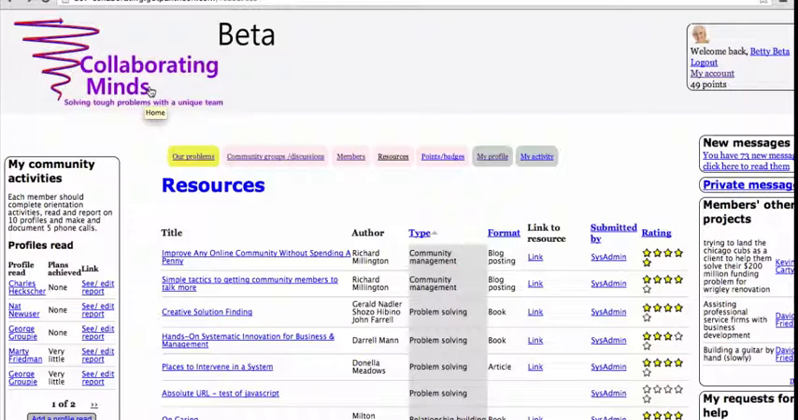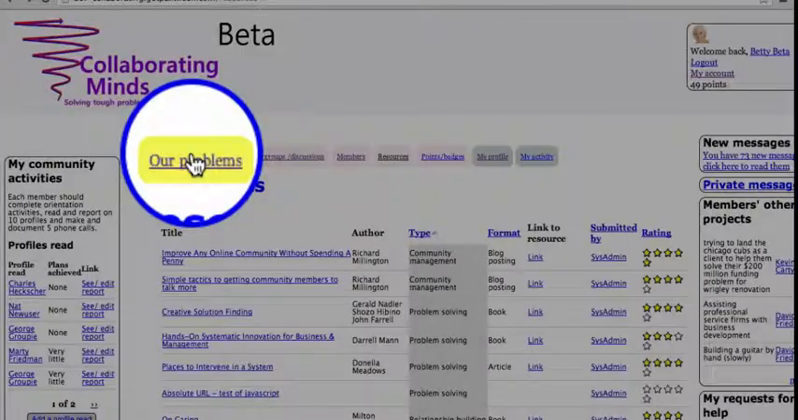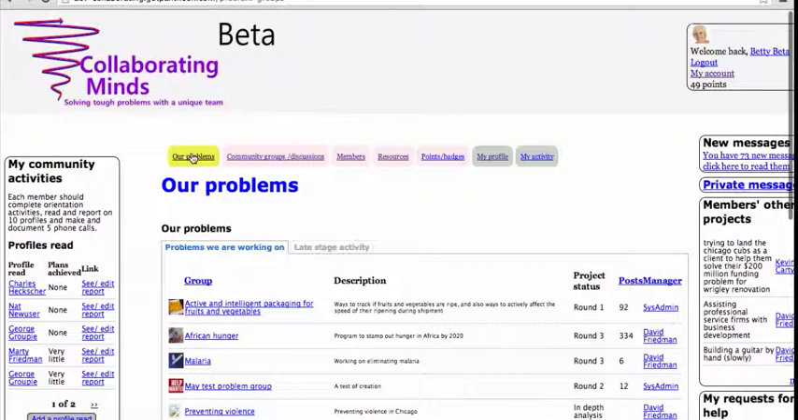Let's turn now to group problem solving. The structured problem solving system is easily accessed through the Our Problems tab. We can look at a problem that is in the initial round of problem solving. Most of our problems follow a structure that involves multiple rounds of problem solving. We also have a simpler structure that we use for other problems.